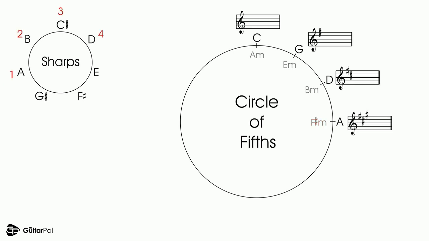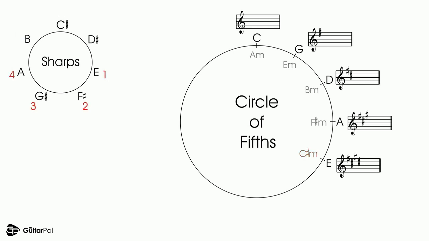5 up from A is E. 7 up or 1 back from E is D. Raise D to D sharp. The key signature for E major has 4 sharps: F sharp, C sharp, G sharp, and D sharp. 6 up from E, the relative minor of E major, is C sharp minor.